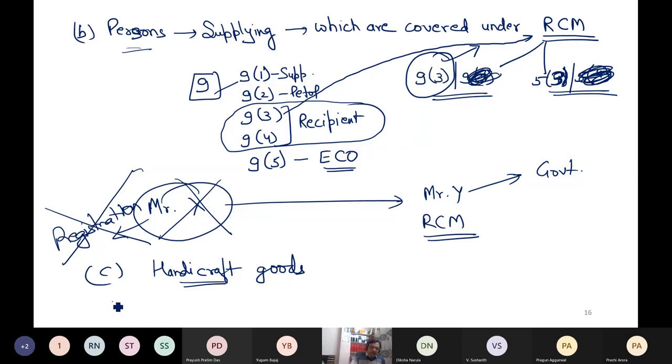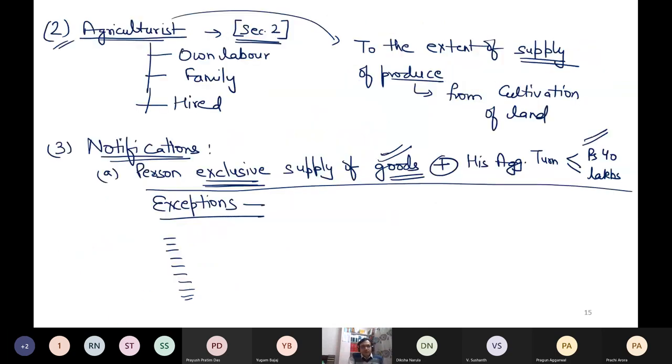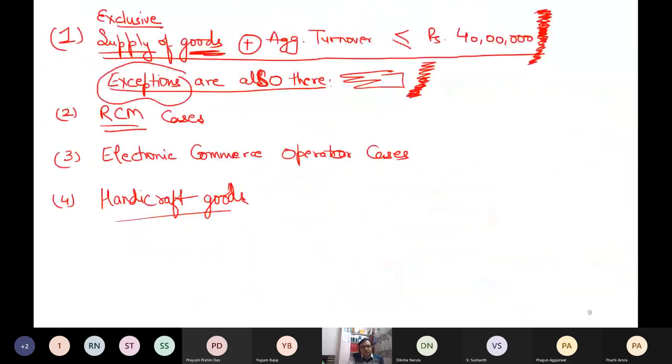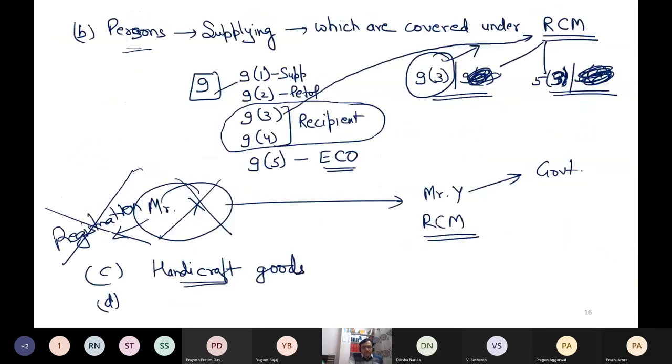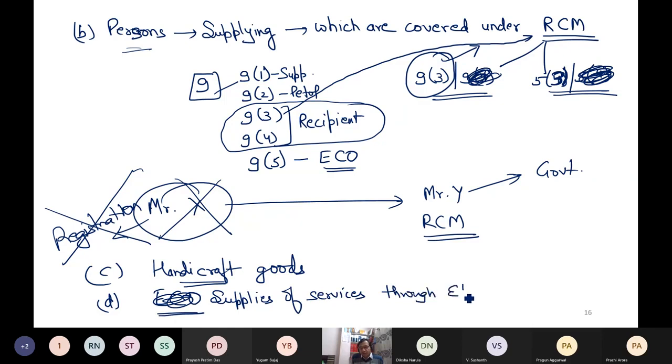And fourth point, point D, is electronic commerce operator. Supplies through electronic commerce operator. Supply of services. This is my fourth notification. I will show you now in detail through electronic commerce operator.